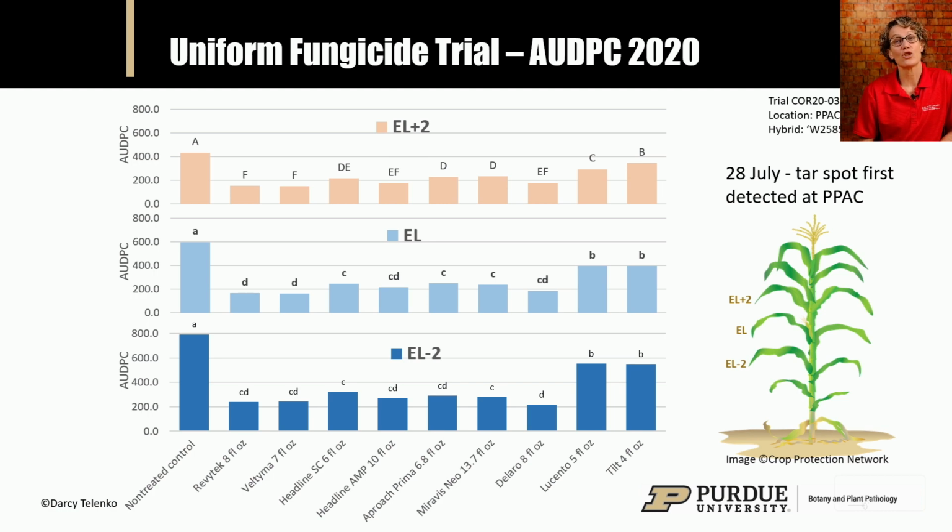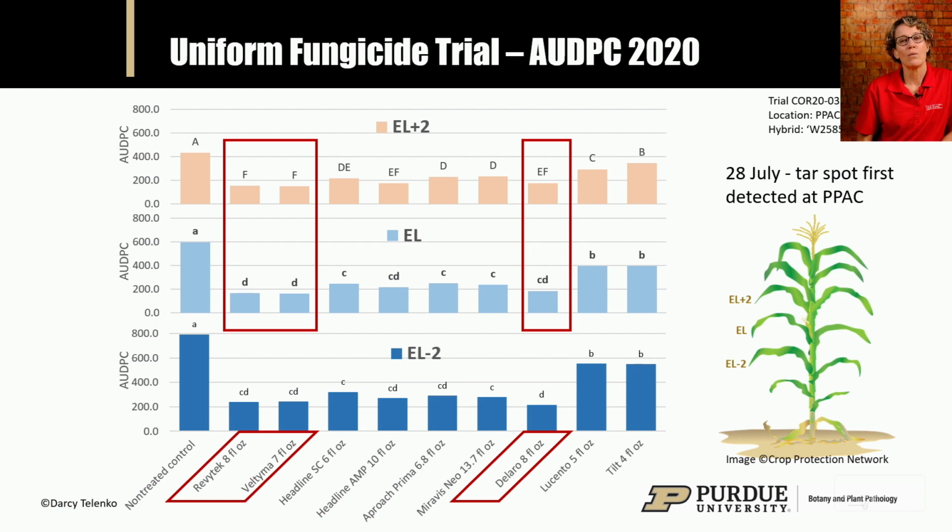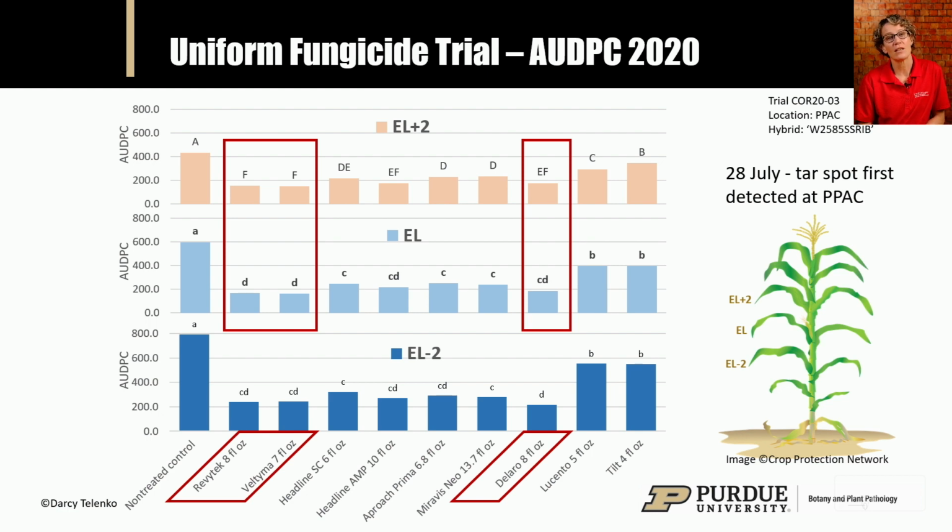Tar spot was detected 2 weeks later in this trial on the 28th of July. And in 2020, it was kind of interesting because we started, or at least Darcy started to see that some of the fungicides were starting to separate out from others. And so you can see that some of the newer products, the Revytek, the Veltyma, and the Delaro there have different letters compared to the other bars, and so significantly reduced disease more than others.